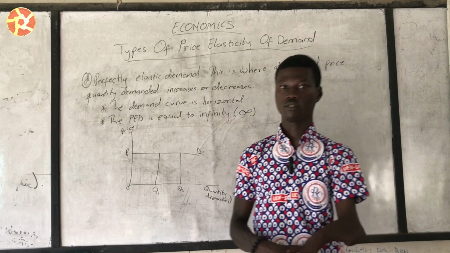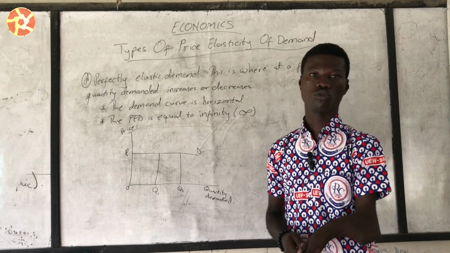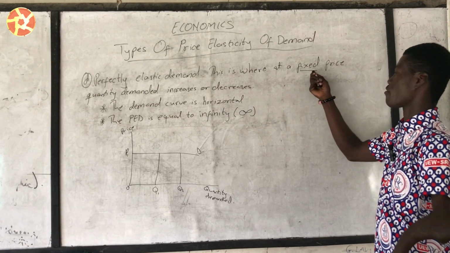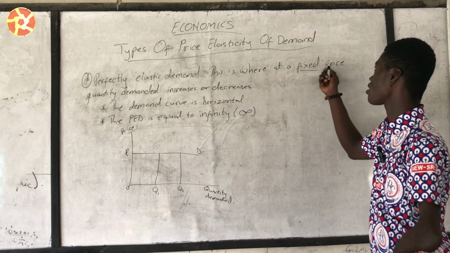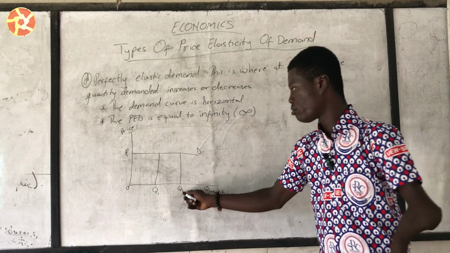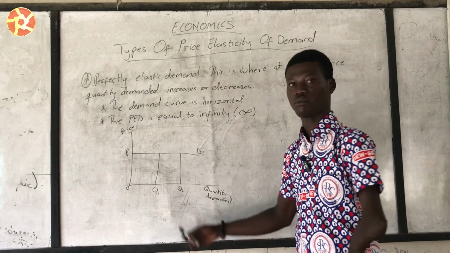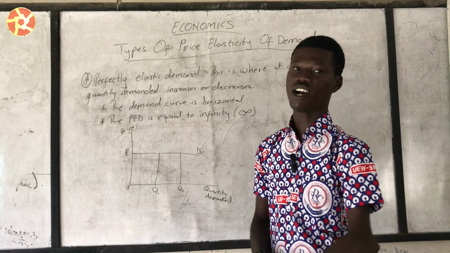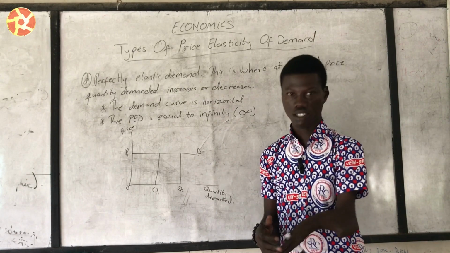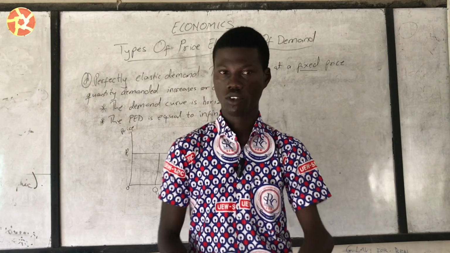So normally it has only one price, and as you have been able to see clearly from the board, it happens at a fixed price. It's where at a fixed price, quantity demanded increases from Q1 to Q2, or decreases from Q2 to Q1. That's what we mean by perfectly elastic demand. Let's move on to the last one for the day.